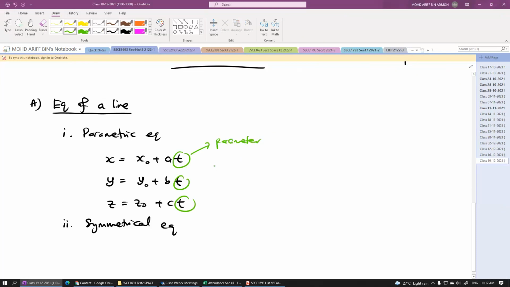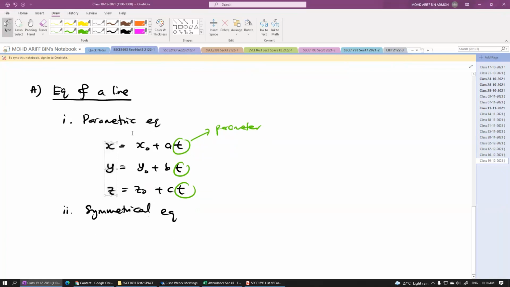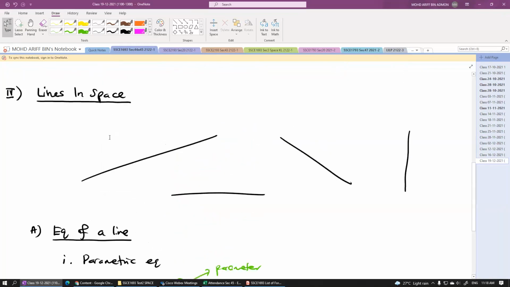How do we get this value of t? We can put any value of t. And the most important thing: what are our x, y, z? What are our x naught, y naught, z naught? And what are our a, b, c? So in order to get our equation of a line, let's say, yeah, I can delete this one.